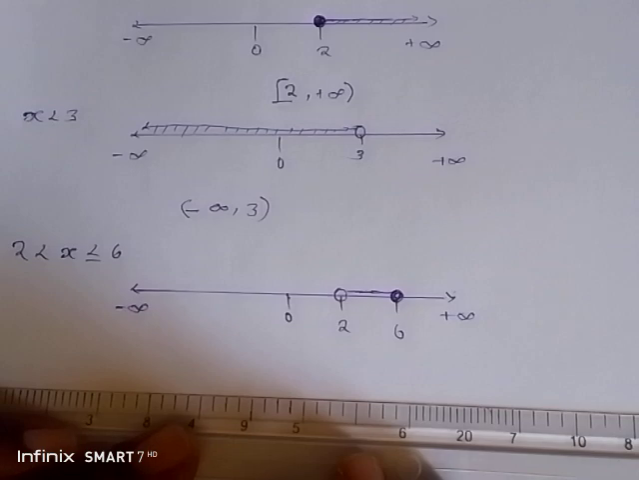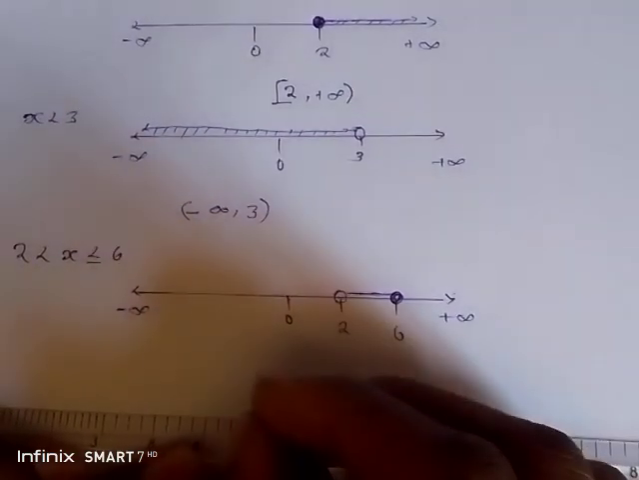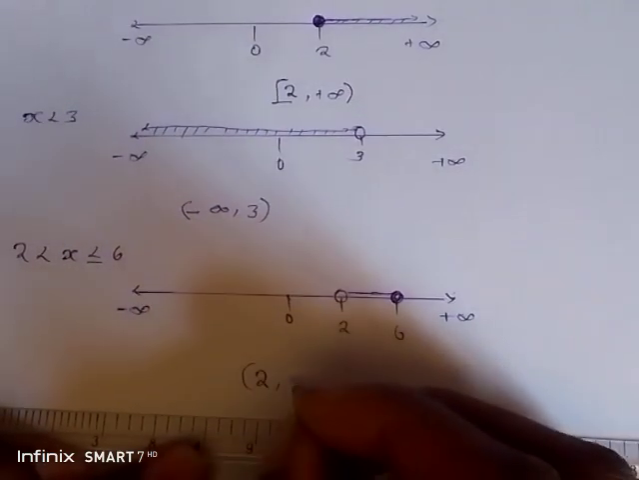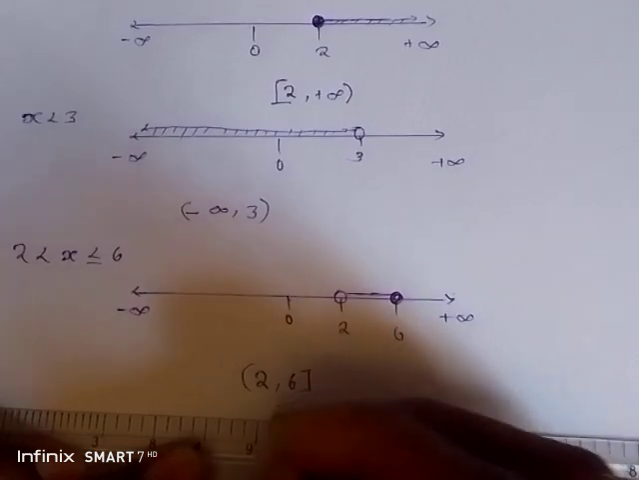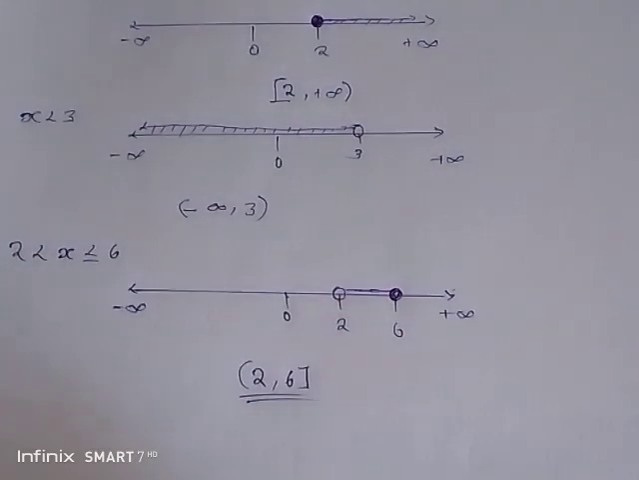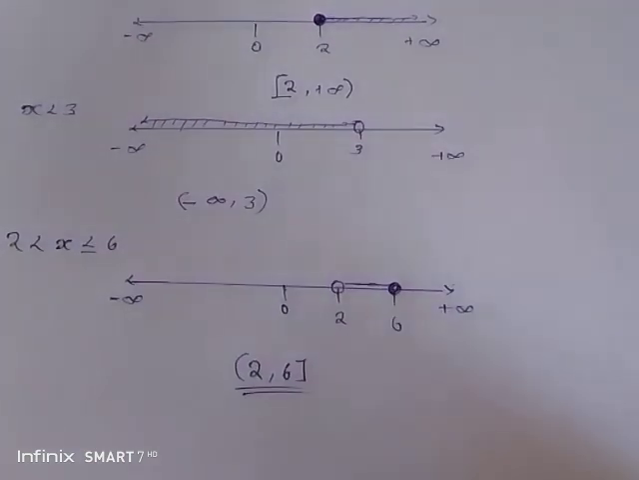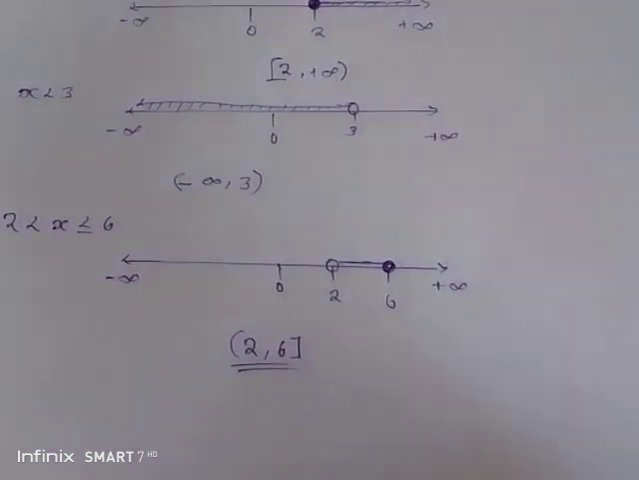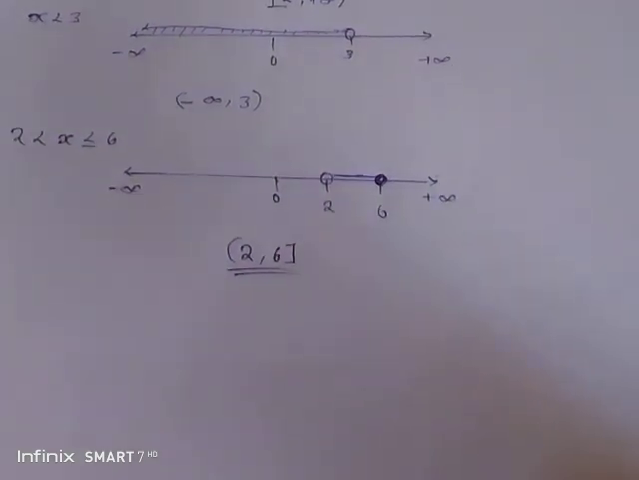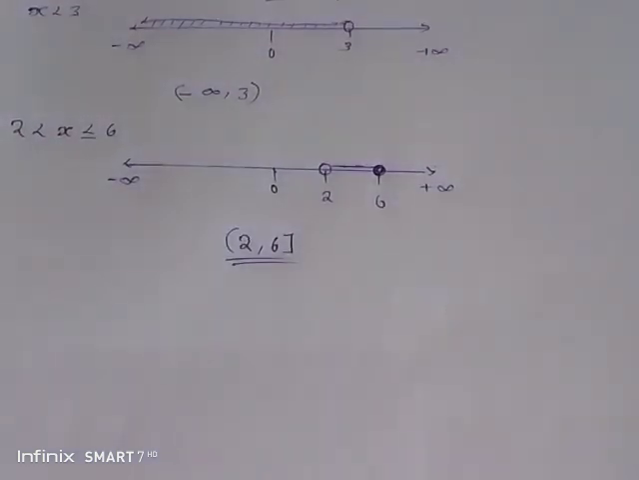So how do we express this? We are going to say 2 comma 6 like this. So this is how you express this on a real line. Let's continue and look at another question or example.